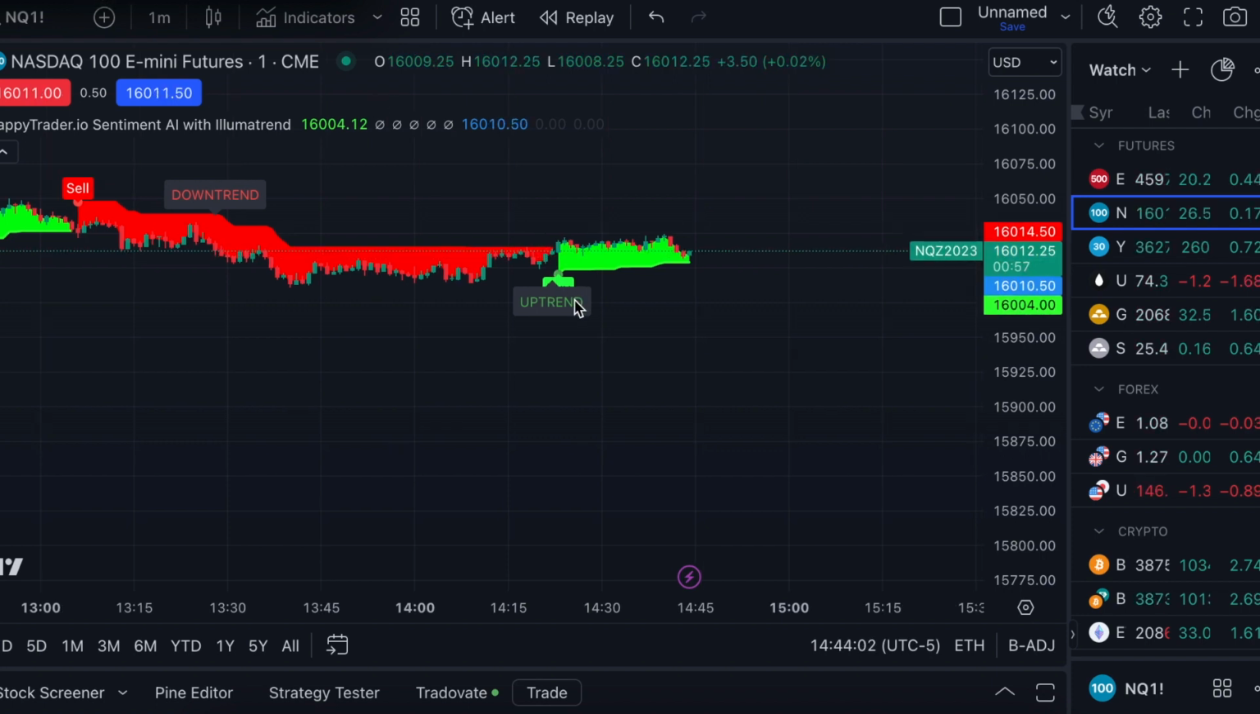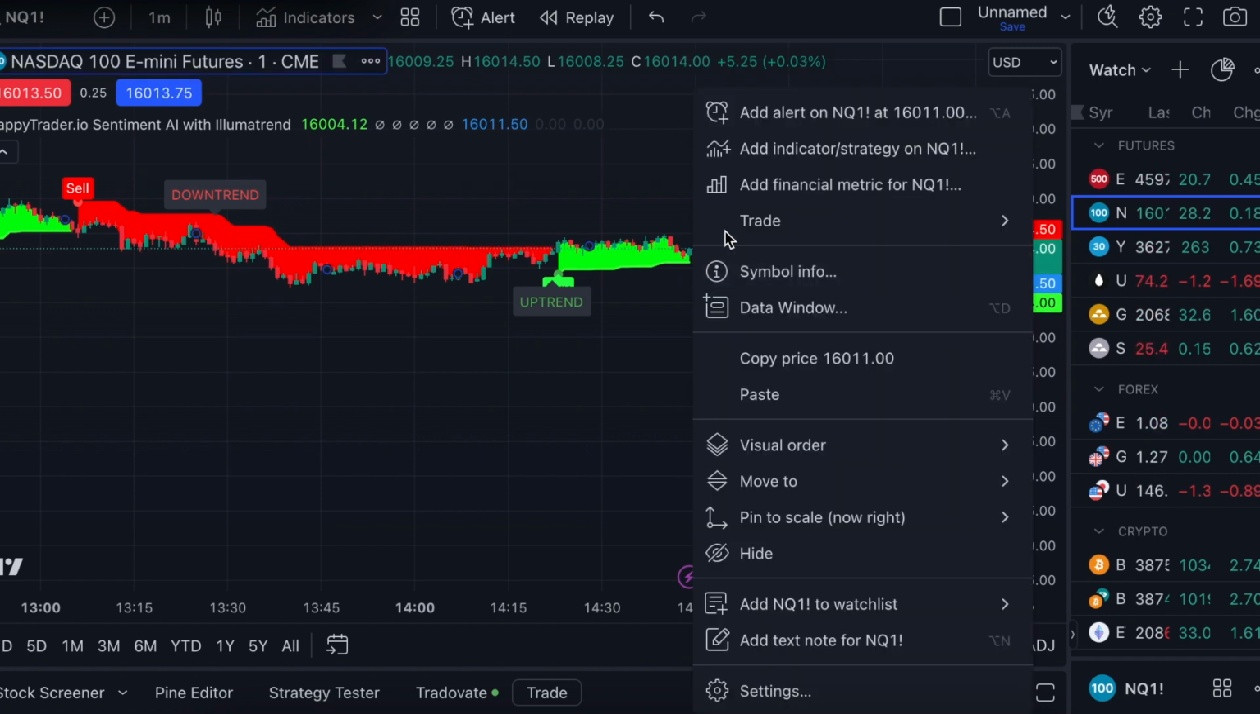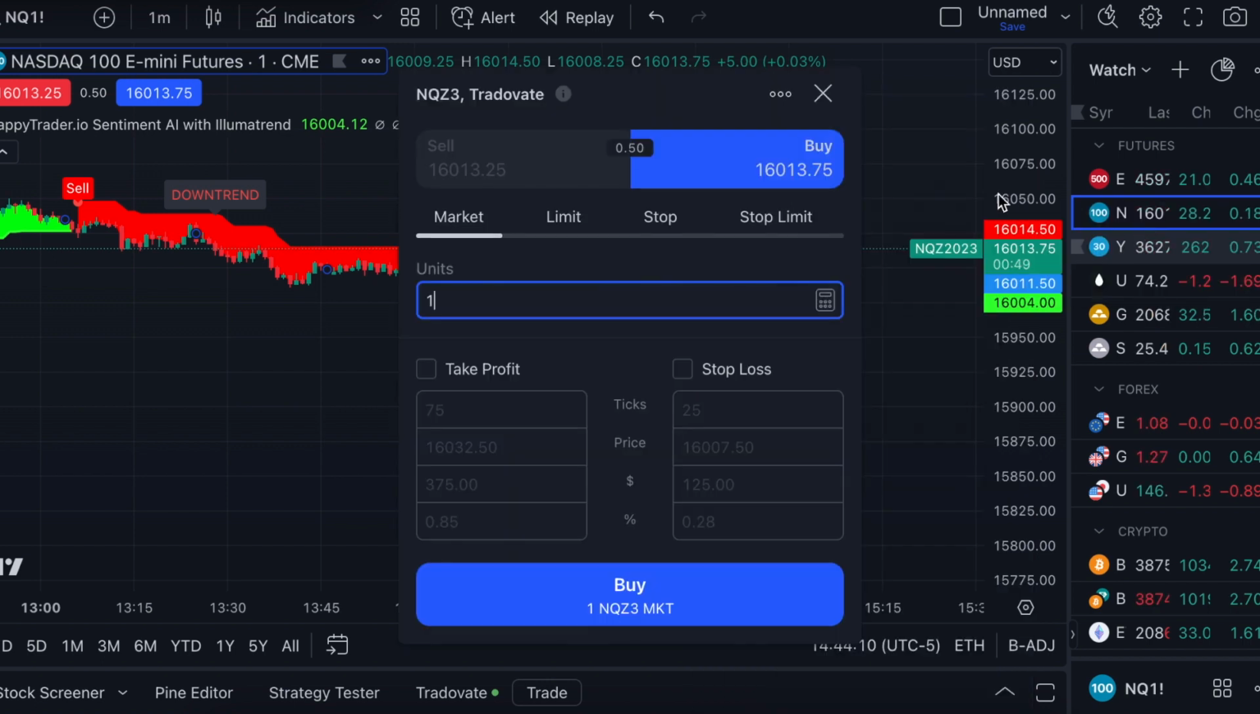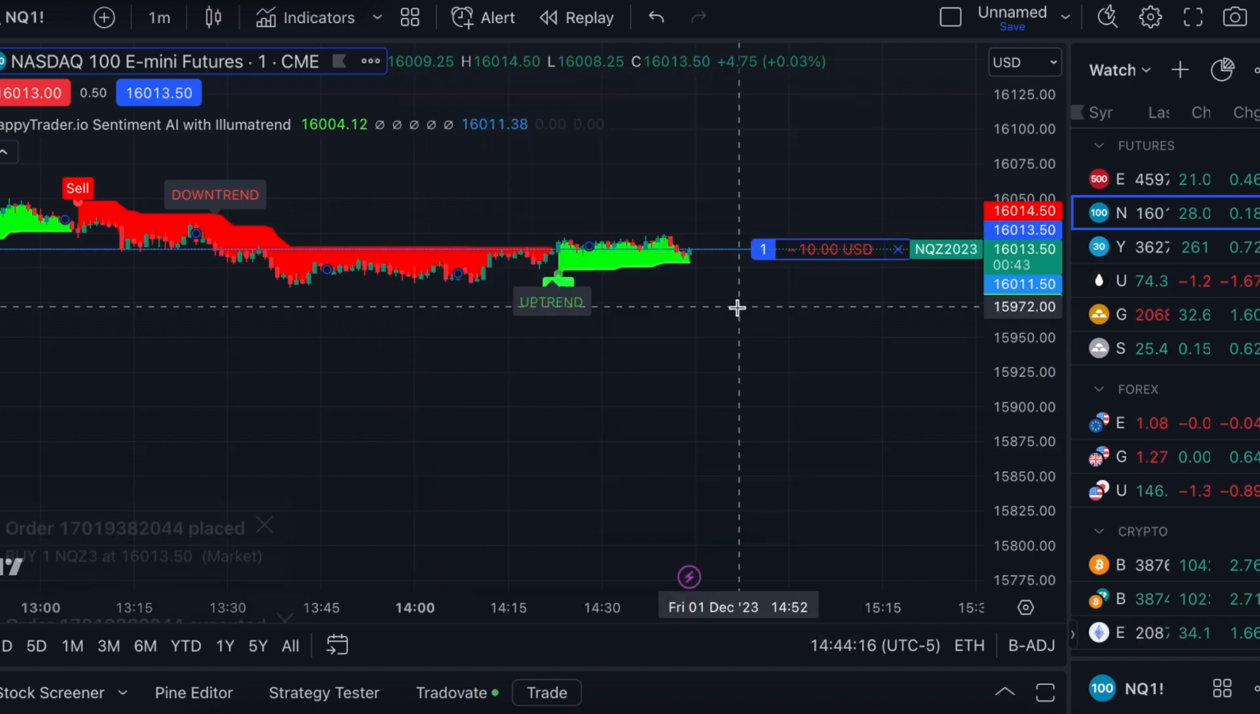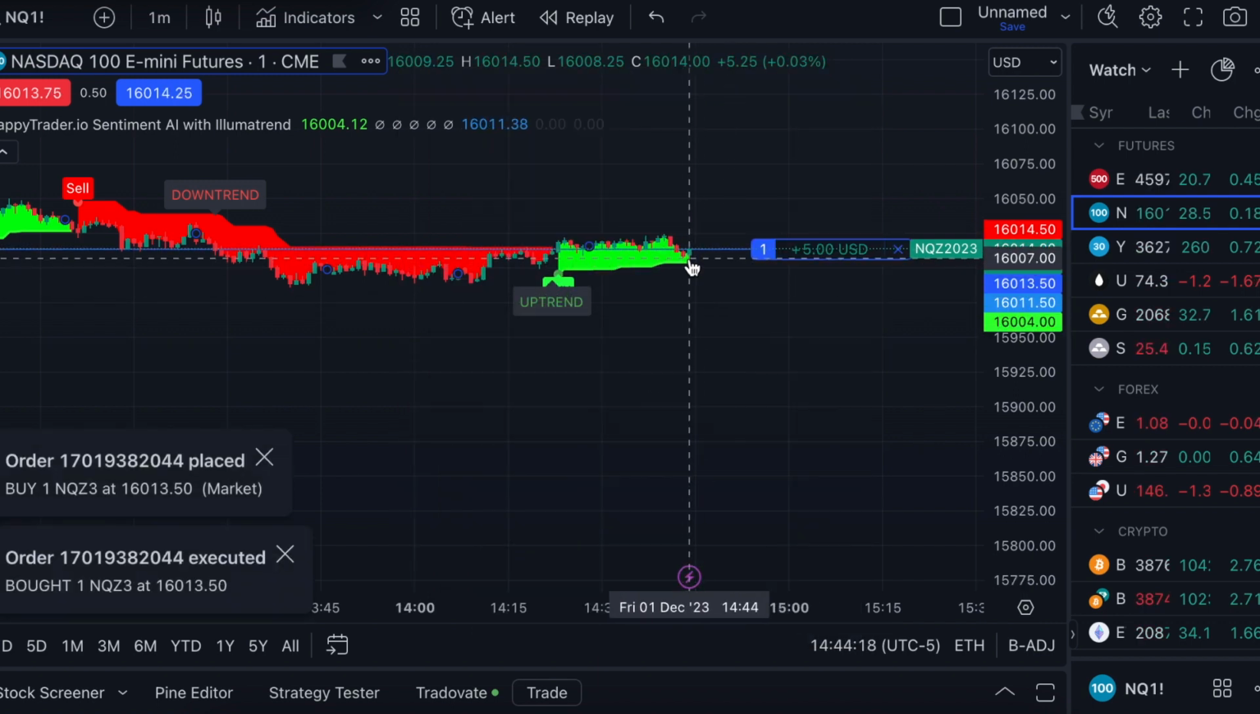We just had an uptrend signal on the 1 minute chart. It's Friday, December 1st, 2023, and we're going to go ahead and place a trade on the NASDAQ. Let's hop right in and create a new order. We're going to go for a buy market order with just one contract long. Let's go ahead and execute our order, and we are going to just get right off to the races.